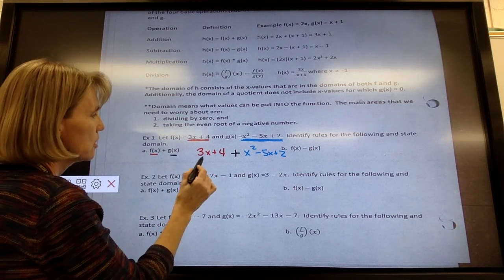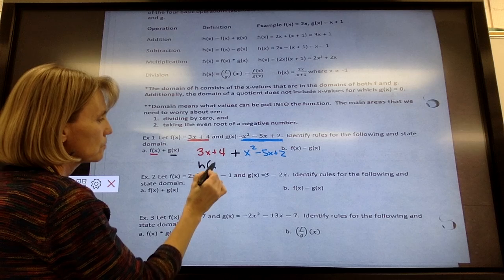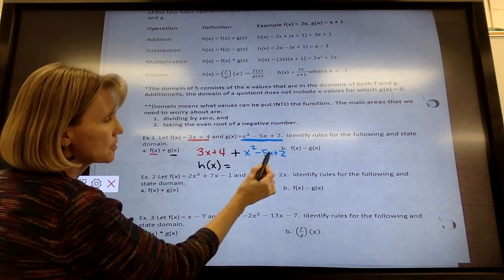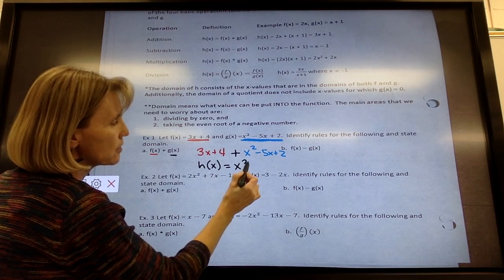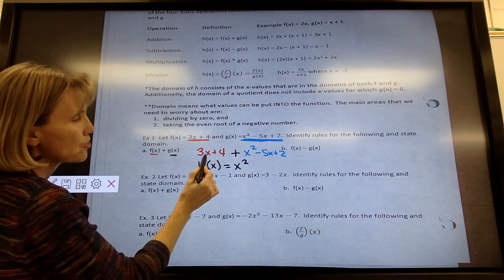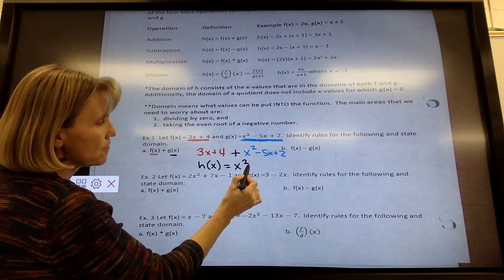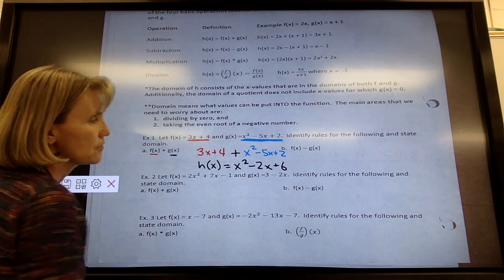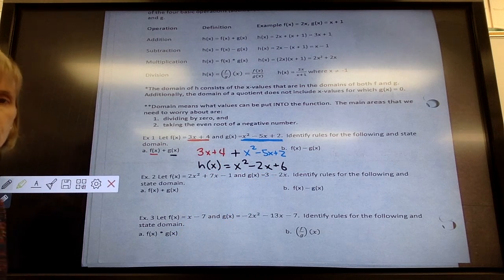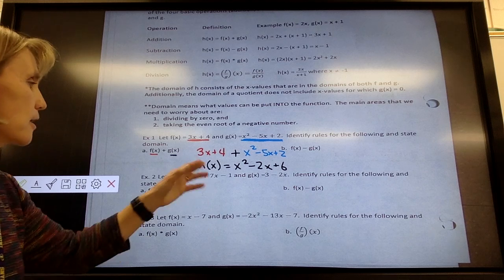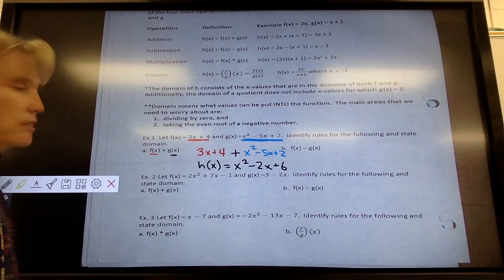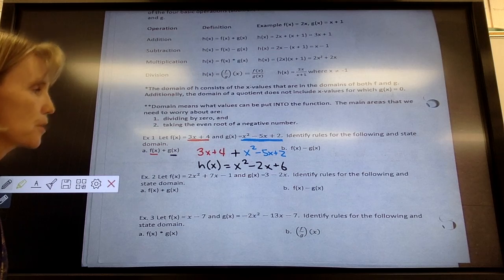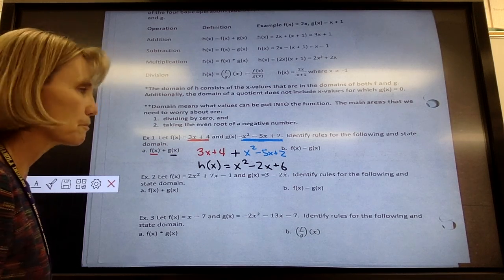Okay, my new function is called h of x. It's going to equal, well, I'm going to take my squared term first. I'm going to write things in descending order. Here's some like terms. 3x minus 5x would be a negative 2x. 4 plus 2 would be positive 6. So when I add those two functions together, I get x squared minus 2x plus 6. No restrictions on the domain there because I don't have a fraction.